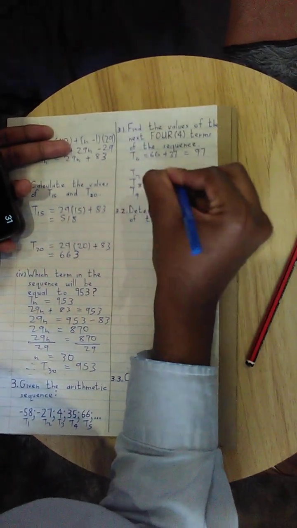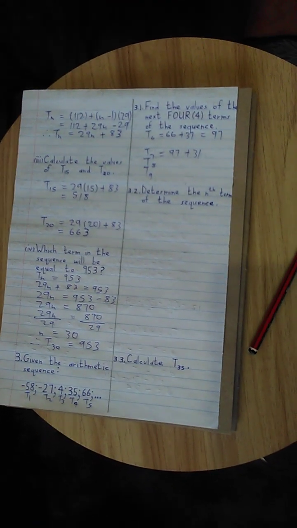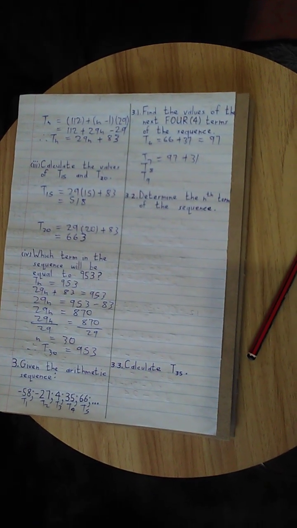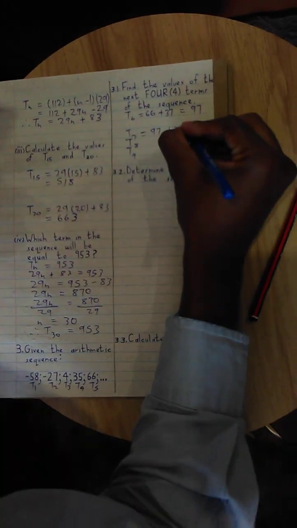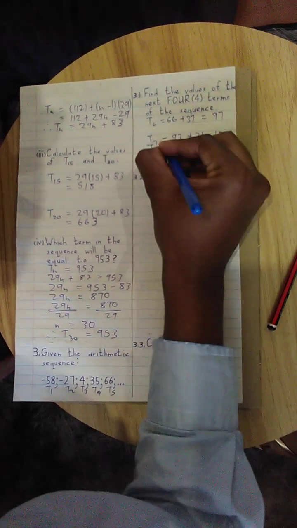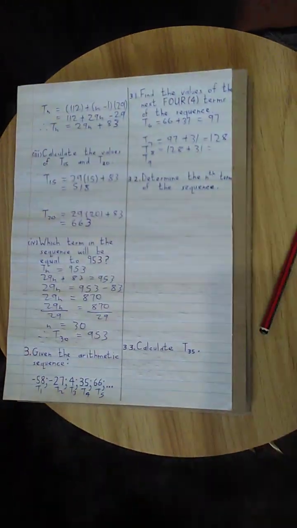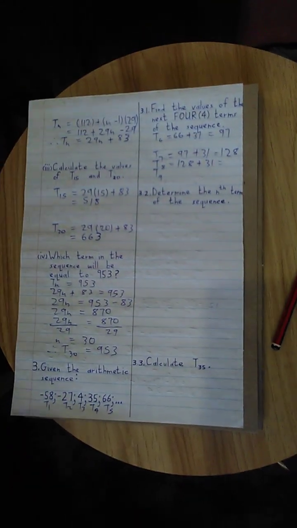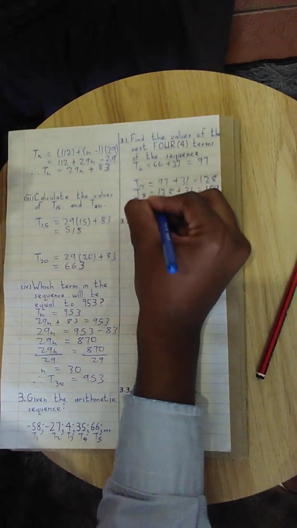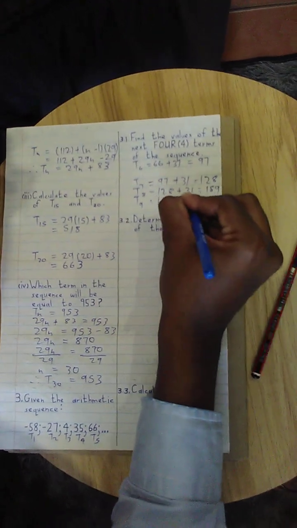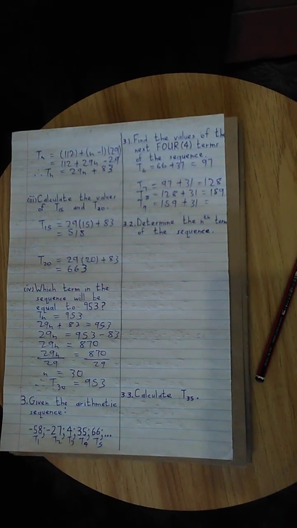T7 is 97 plus 31, which is 128. T8 is 128 plus 31. We get 159. T9 is 159 plus 31. We get 190.